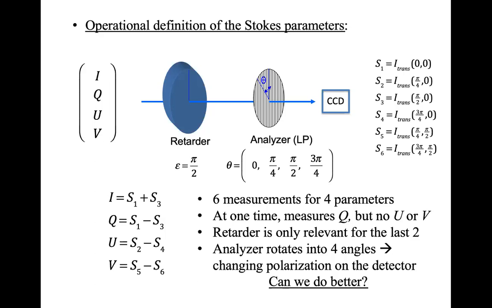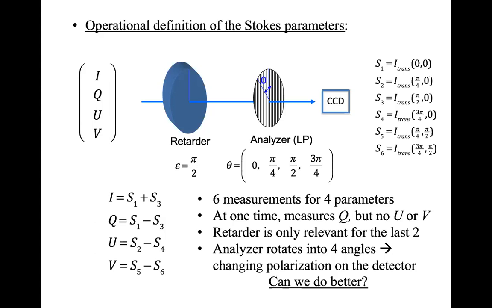Okay? Now, is this the best we can do? The answer is no, we can do much better. Why is this a problem? Well, first, you want to measure 4 parameters, but you still do 6 measurements. It doesn't seem to be the most practical way of doing it. So people do it, but for 4 parameters, you probably need only 4 measurements.